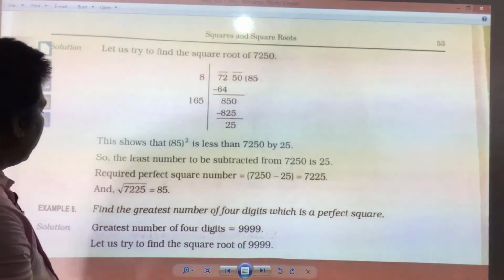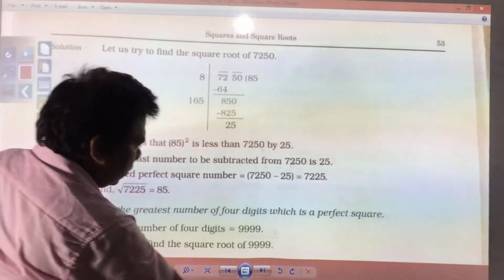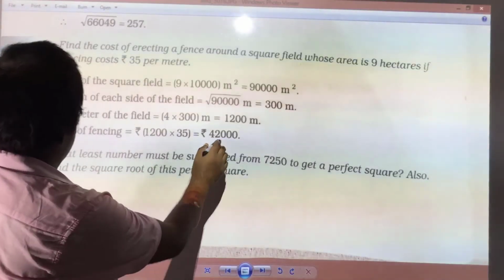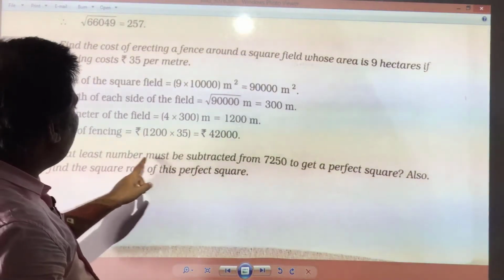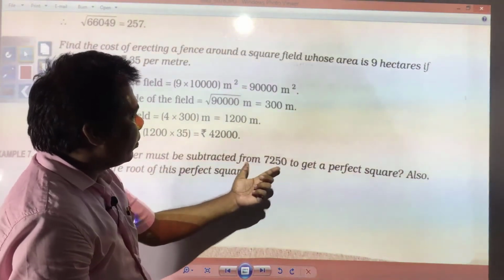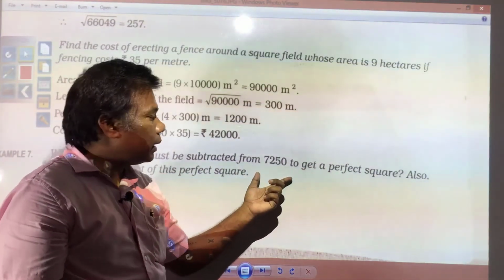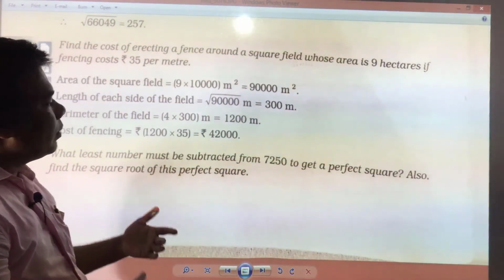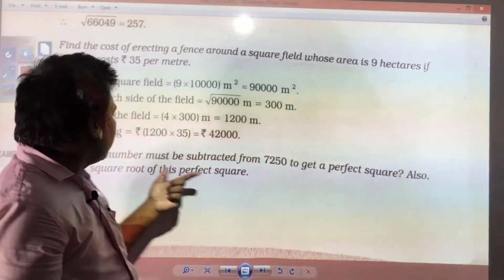Next we have again the questions. Example 7: what least number must be subtracted from 7250 to get a perfect square? In the previous exercise also, this type of question you have already solved, but you solved it by the prime factorization method. Here you will see it by the division method.